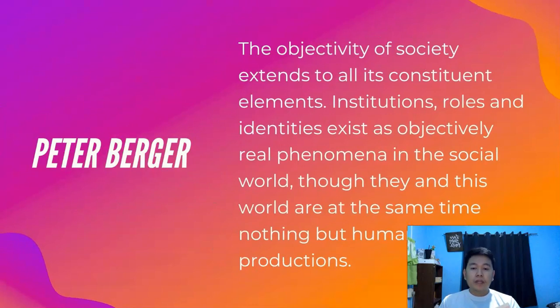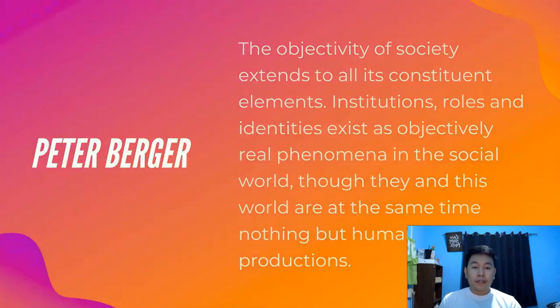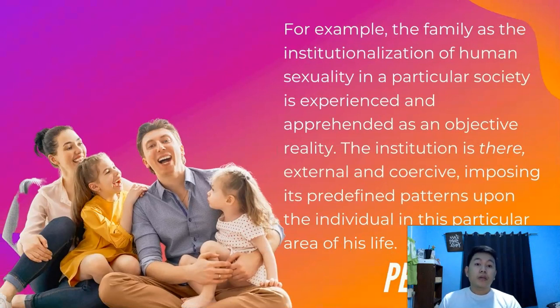Now, the contemporary sociologist Peter Berger, according to him, supported that kind of view that the objectivity of society extends to all its constituent elements. Now, institutions, roles, and identities actually exist as objectively real phenomena in the social world, though they and this world are at the same time nothing but human productions. Now, for example, the family as the institutionalization of human sexuality. In particular, society is experienced and apprehended as an objective reality.